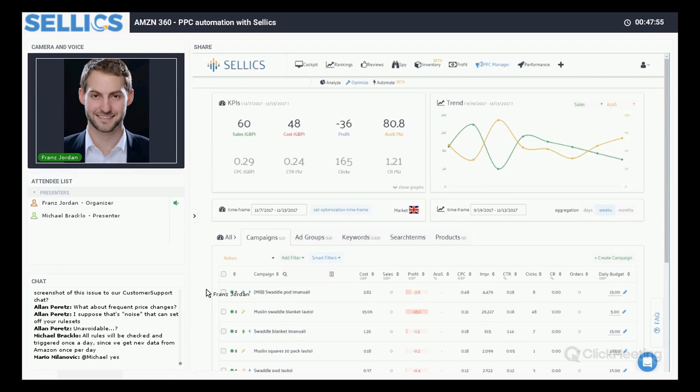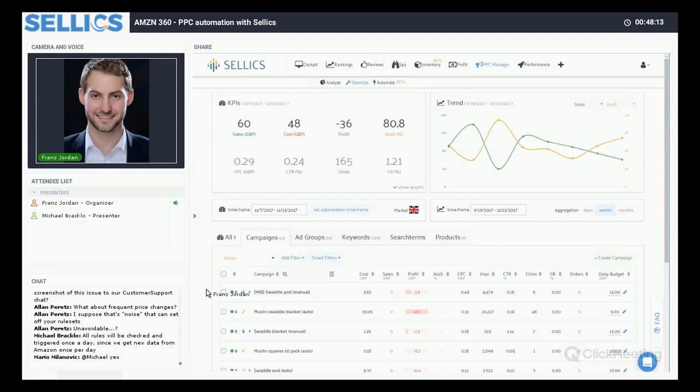So how do you integrate this into your account? Mitch is asking, so this is already live in your account. You can just go into your Sellics account and then click on PPC and click on automate, and the rules will be there for you. It's live for everyone.